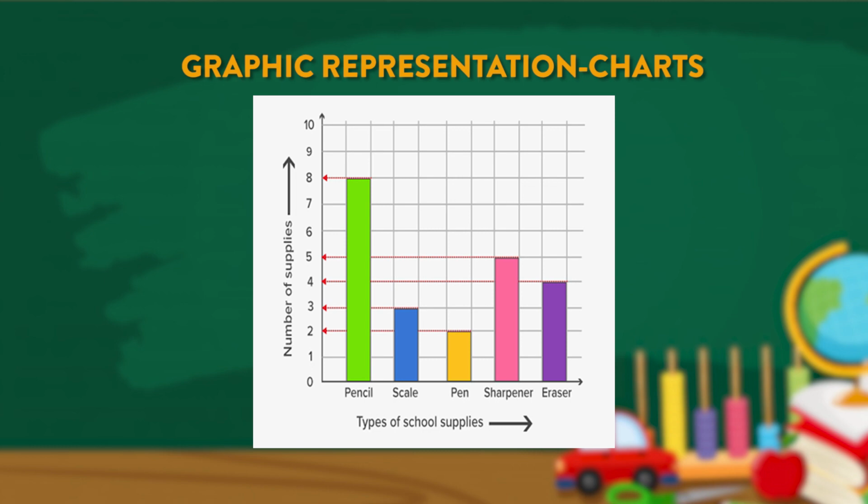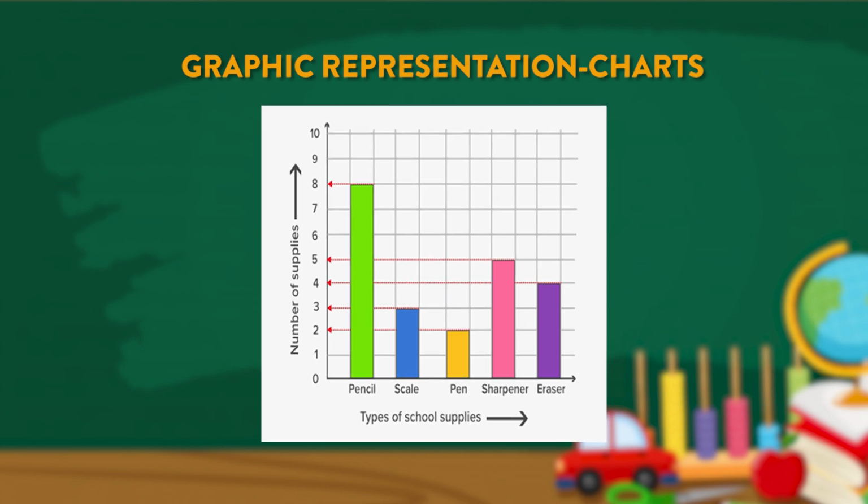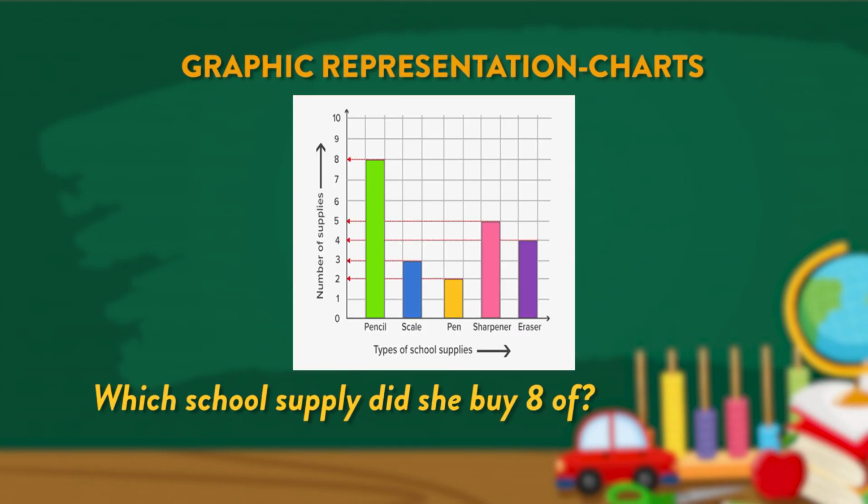Now, which supply did she buy 8 of? If you look carefully to the side, or we say vertically running, you will see the numbers from 0 to 10. And that will give you the number for each item. The bars will be drawn to the number indicating the amount of items that mother bought. So the first question we have is, which school supply did mother buy 8 of? Can you identify from the graph which item she bought 8 of?